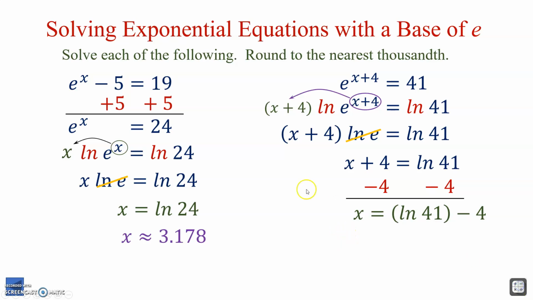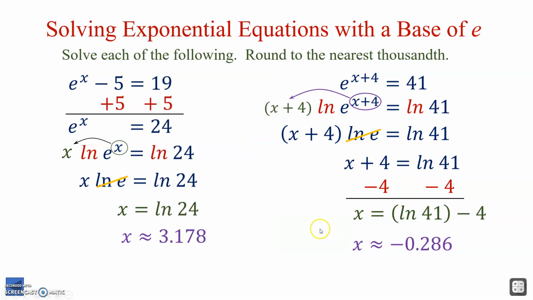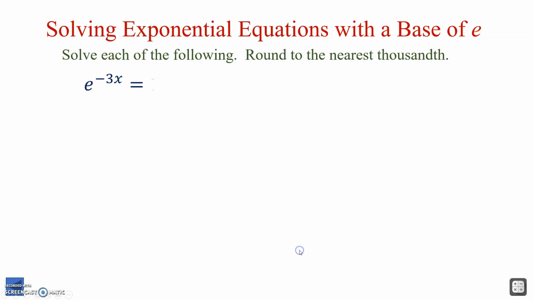Let's see what we get. ln 41, close the parentheses, minus 4. Calculator says negative 0.286 some stuff. Let's go ahead and check. e to the answer, x plus 4. Bam, there's our 41. So negative 0.286. All right, a couple more.